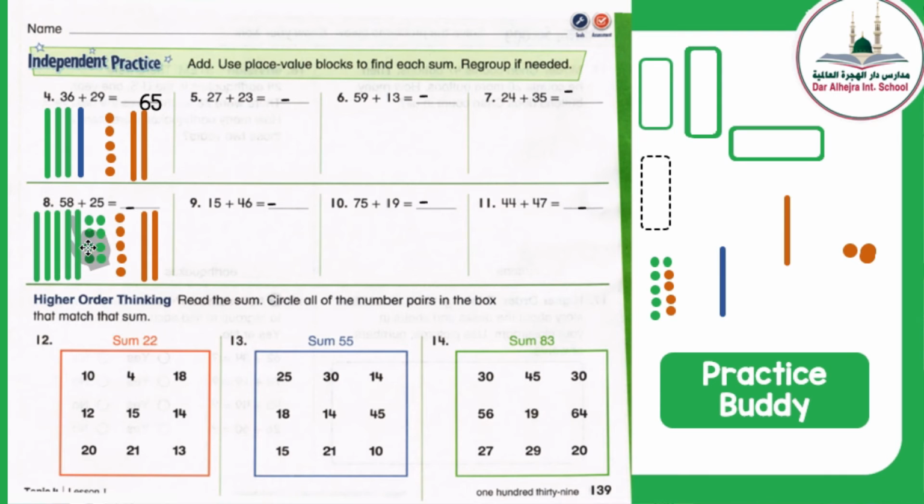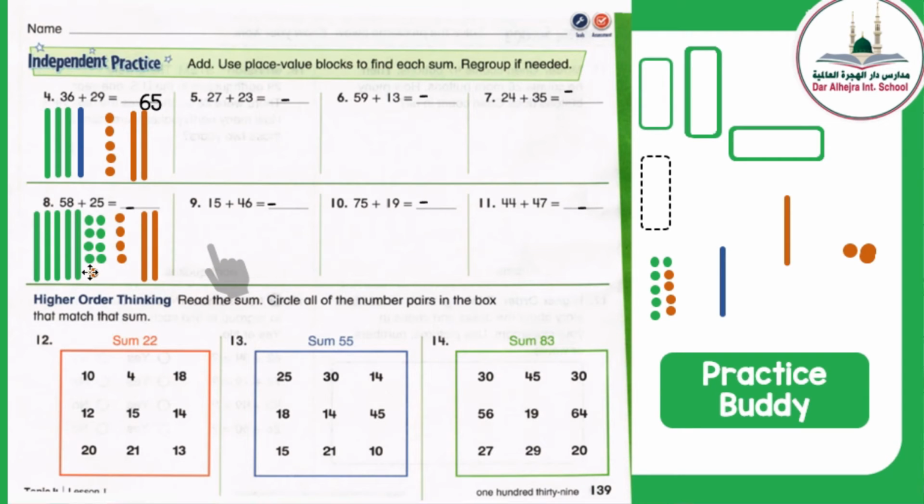Here I have shown 58: 1, 2, 3, 4, 5 tens and 8 ones, and 25: 1, 2 tens and 5 ones. Now I can easily see that these ones are more than 10. Here we have got 8. If I just take 2 from here and group them into a 10, I can easily regroup them into a 10, and I will be replacing it with a 10.